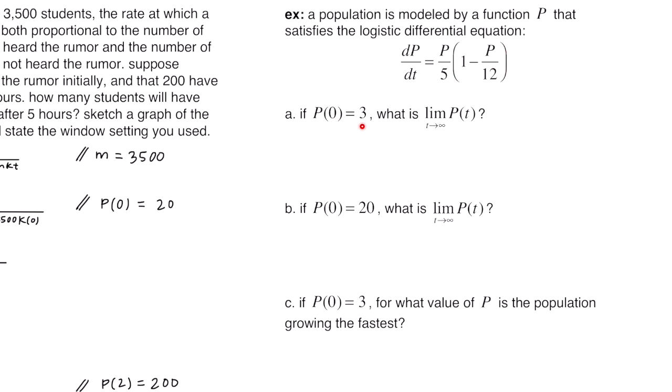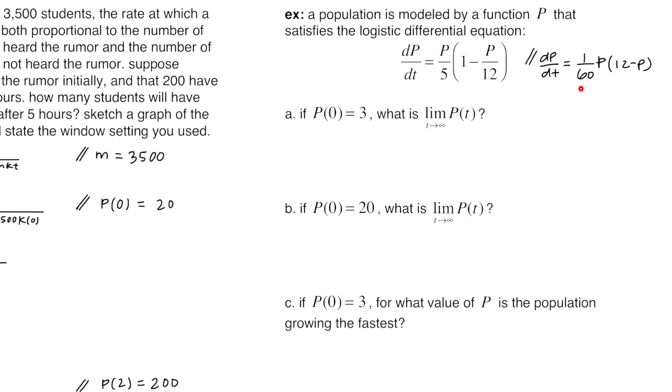If p of 0 equals 3, what is the limit as t goes to infinity of p of t? So similar to the problems on the front, we want this to be in the form dp/dt equals kp times the quantity m minus p. So first thing we want to do is factor out this 1 over 12. By factoring out 1 over 12 to the front, it's going to make 1 over 60p, and then 1 divided by 1 over 12 leaves 12 minus p.